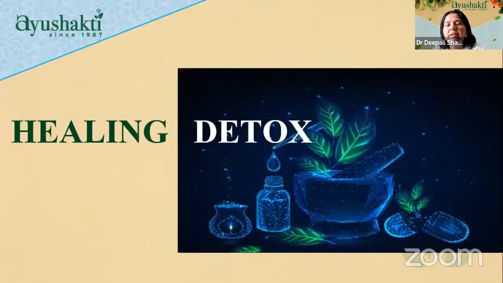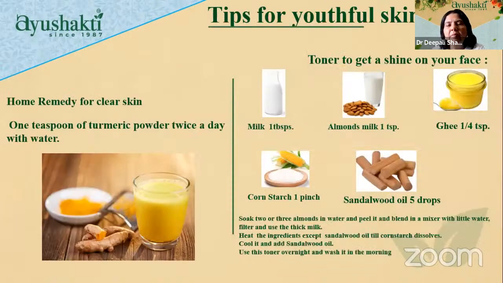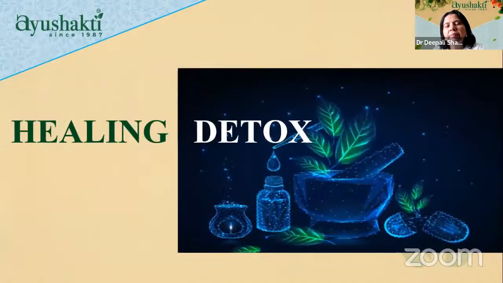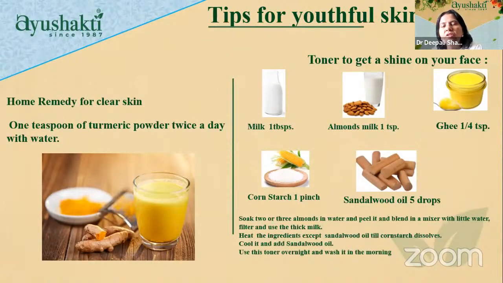Toner to get shiny skin. Milk 1 tablespoon, almond milk 1 teaspoon, ghee, meaning clarified butter, 1/4 teaspoon, cornstarch 1 pinch, and sandalwood oil 5 drops. Soak 2 or 3 almonds in water and peel them. Then blend them with a little water and filter. You will get a nice thick almond milk. Heat the ingredients except sandalwood oil, and dissolve the cornstarch. Cool it, add the sandalwood oil, and use this toner overnight and wash it off the next morning.